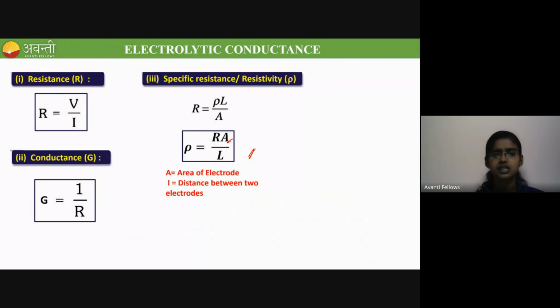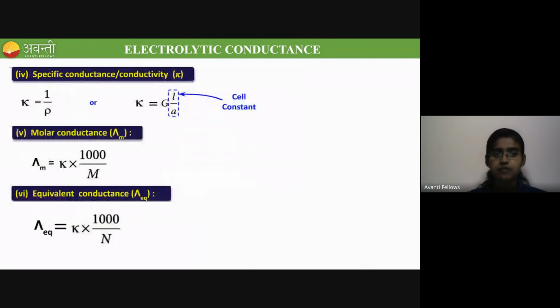And coming to the specific conductance or conductivity, denoted by the letter kappa. Resistance is the opposite of conductance. The same way, conductivity is the opposite of resistivity, right? So kappa is equal to 1 by rho. We know that 1 by rho is equal to the cell constant, L by A, into G. This is the formula you are studying.